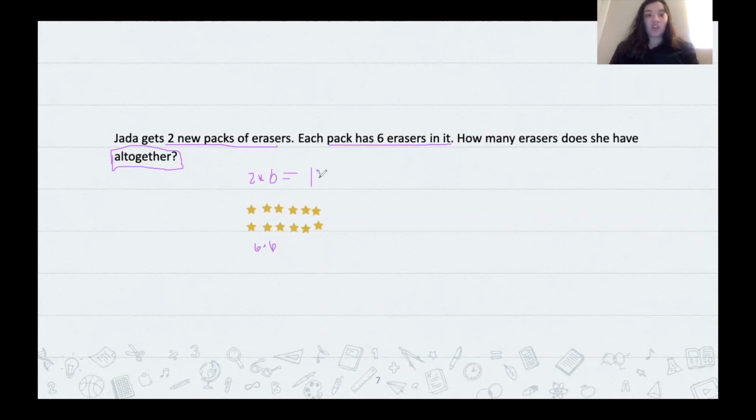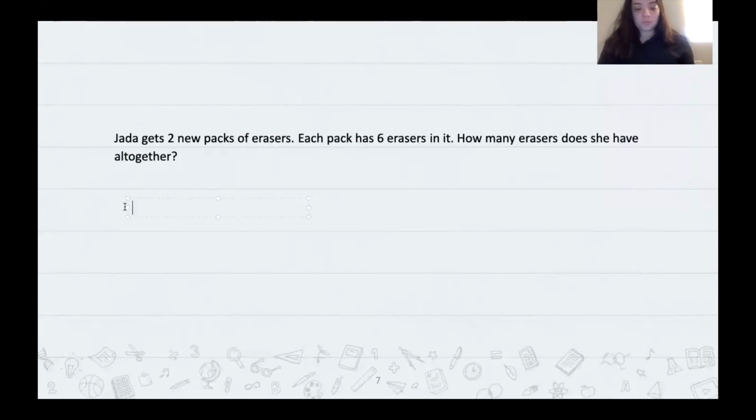And I'm going to double check that by counting my array. 1, 2, 3, 4, 5, 6, 7, 8, 9, 10, 11, 12. So Jada has 12 erasers all together. All right, we're gonna do one more problem. I'm gonna write it out for us because I don't have a slide for it.